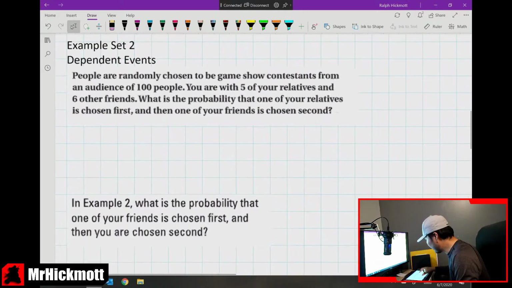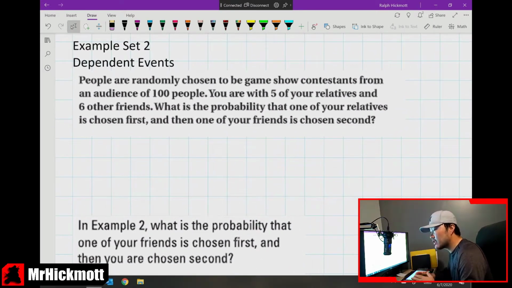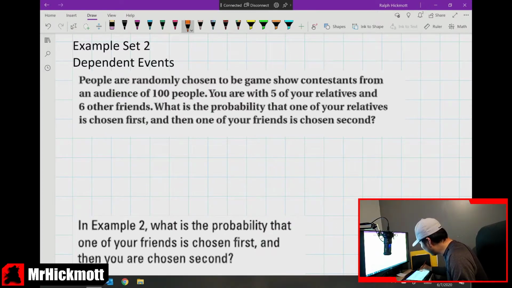Dependent changes a few things. Okay, it's still the same setup, but we've got to be careful about what our total outcomes are. So this is a good situation here. People are randomly chosen to be game show contestants from an audience of 100 people. You are with 5 of your relatives and 6 other friends. What is the probability that one of your relatives is chosen first? That's definitely event A. And then one of your friends is chosen second.